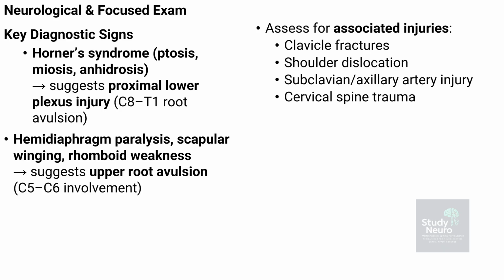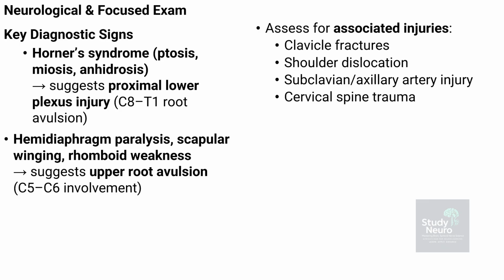Sometimes a few key signs can reveal a lot about a brachial plexus injury. For instance, if a patient has drooping eyelids, a constricted pupil, and less sweating on one side of the face, it usually points to a serious lower plexus injury near the C8 to T1 roots. On the other hand, if the shoulder blade sticks out, the rhomboid muscles are weak, or one side of the diaphragm doesn't move properly, that often signals an upper root injury around C5 to C6.